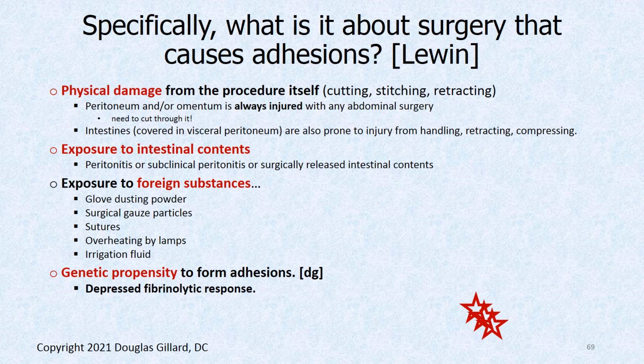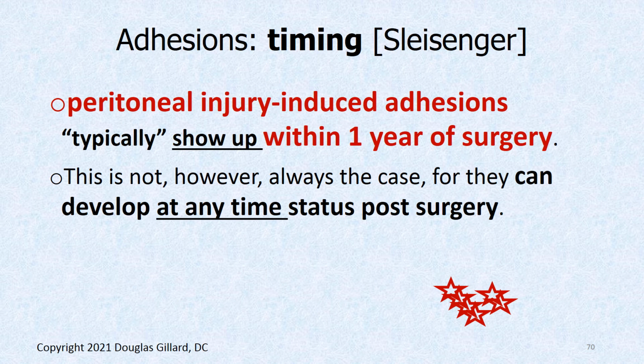And then there's a genetic propensity. Some people just have a tendency to make scar tissue, and so you can have genetics as well. What about the timing? So it's kind of the 1 year rule. After you've had your appendectomy, or you've been stabbed by a sword or whatever, after your peritoneum's been cut and stitched up, if they're going to show up and be troublesome, it's usually within 1 year of the surgery. It's not true for every case, but usually that first year is the risk period.